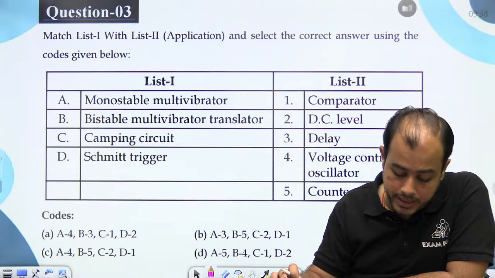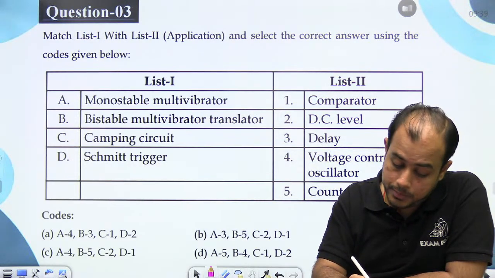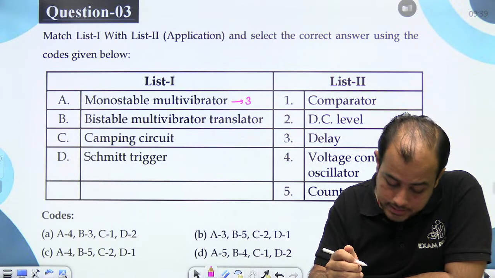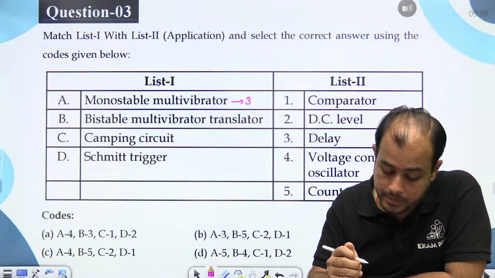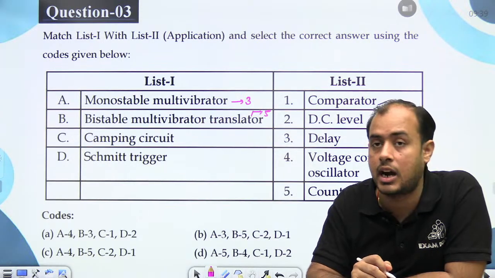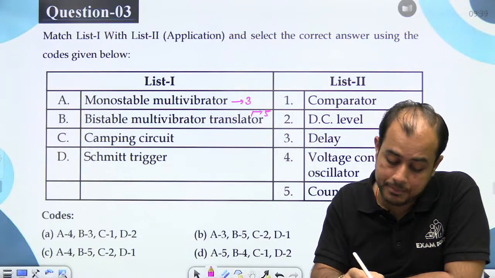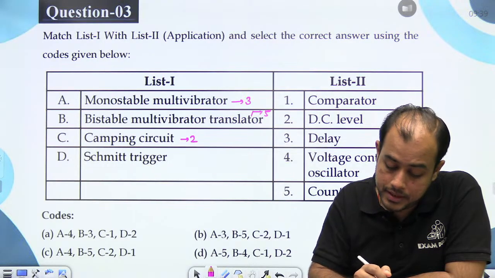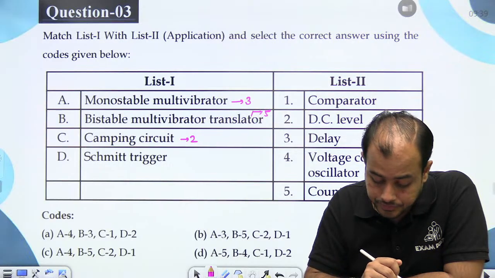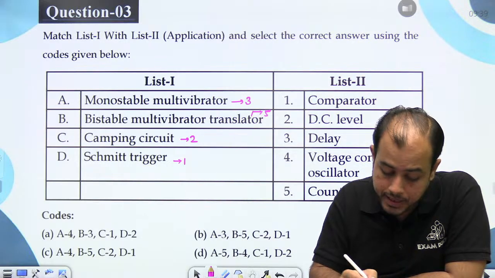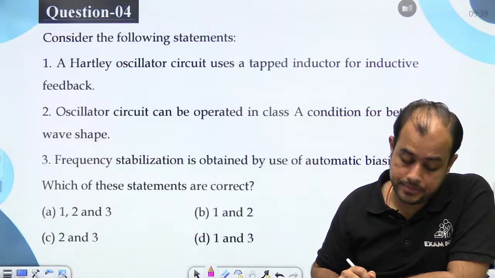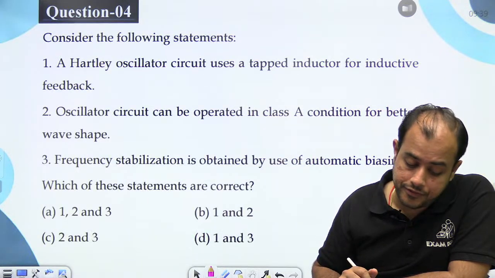Monostable multi-vibrator provides a delay. Bistable multi-vibrator will provide a counter; whenever input comes, the output toggles. Clamping circuit gives a DC level. Schmitt trigger basically uses a comparator. So the answer is B. ESE 2005.